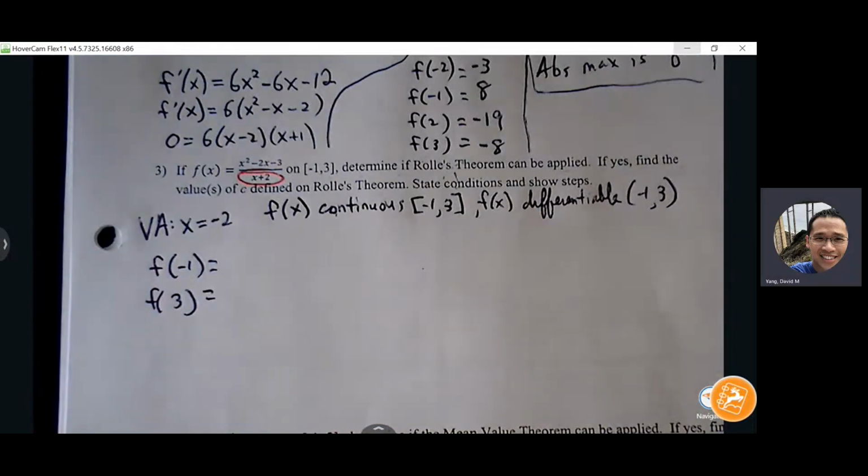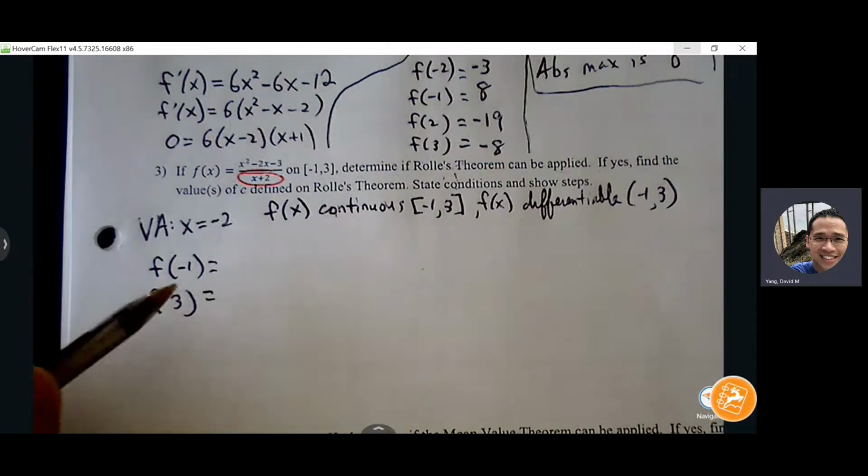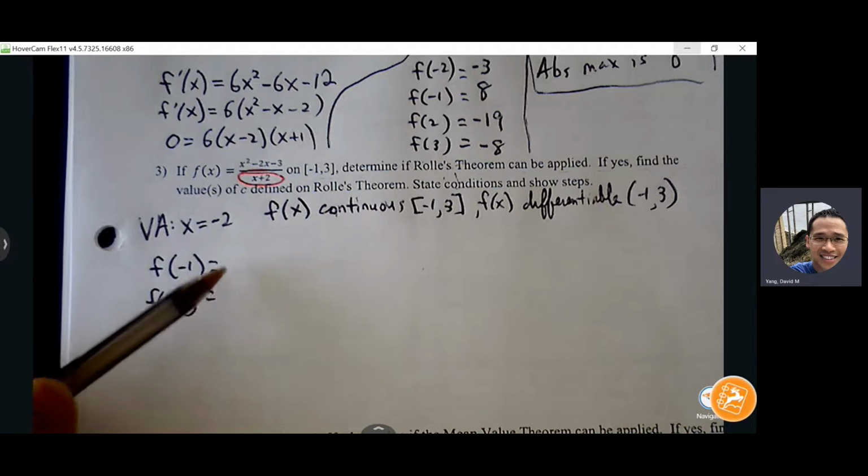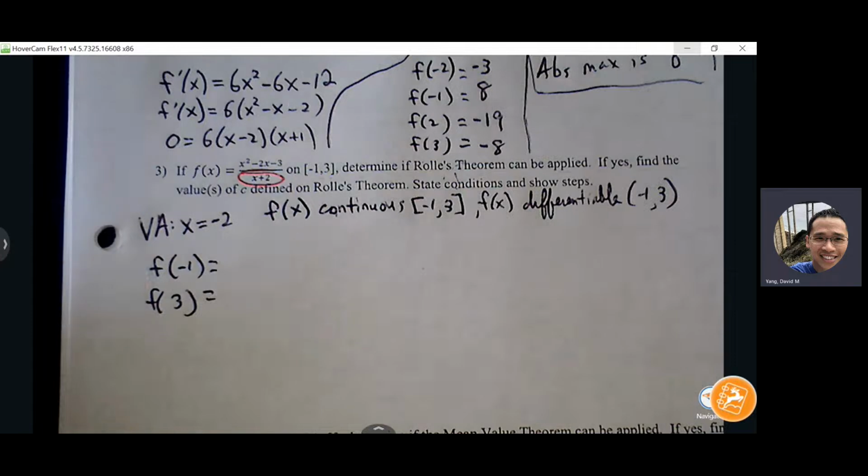You're going to see that Rolle's theorem and mean value theorem are almost identical. It's just that Rolle's theorem is a bit more restrictive because it requires the same values out of the endpoints. Okay, so -1 into the original function. Again, we're not touching the derivative yet. There's quite a few things we need to do at the function level. So make sure you do all that before you do the derivative.